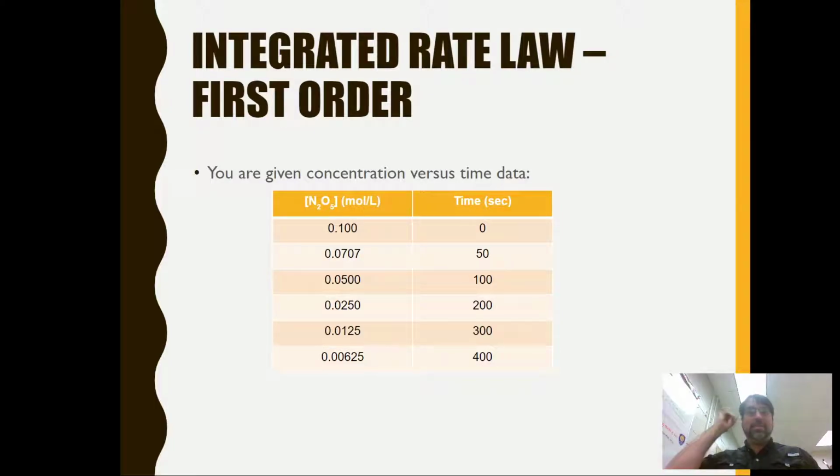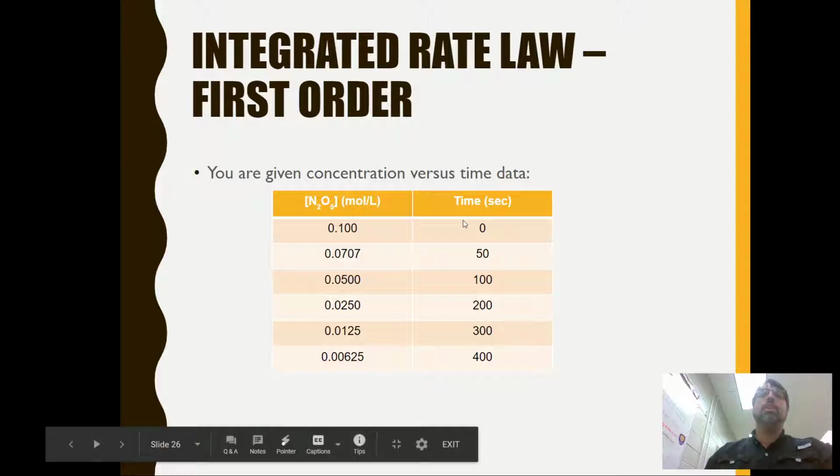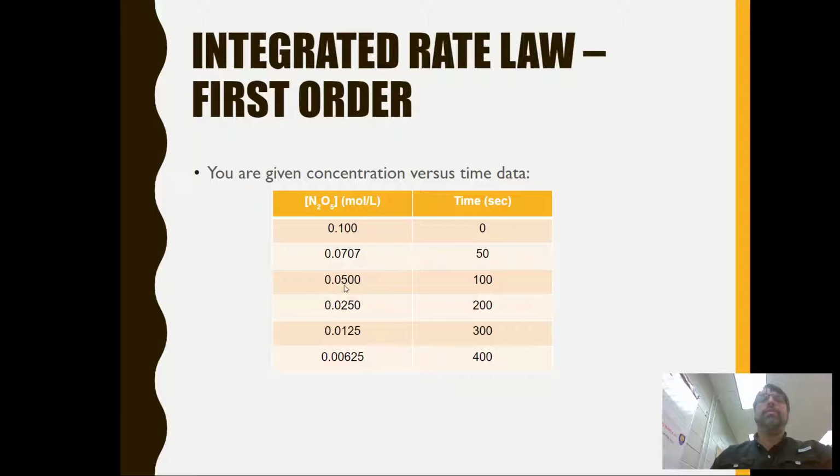All right. So here we have an example where we can take a look at some data. Here we have our concentration and we have the time. Now notice that as we go down in terms of our concentration, and as we go with the time, we see this direct relationship between our concentration and how much time. Half of it got used up in 100 seconds, okay?